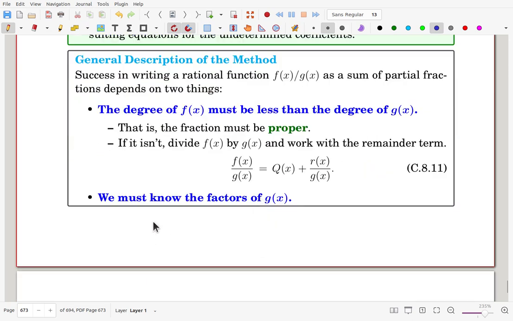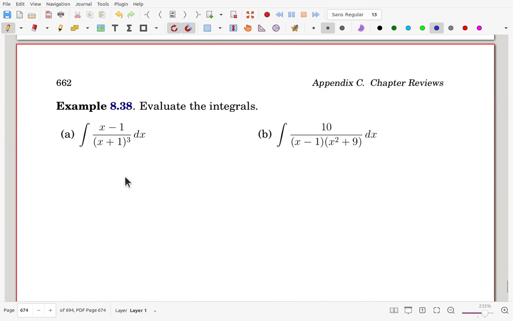Now if it is not proper, that means the degree of f is either the same or larger than g. Then you can make a division, and that gives a polynomial, and now the remainder has lower order than g. Then for this one you can apply the method of partial fractions, and for the polynomial portion integration is quite easy, right? Okay, let's try to evaluate the integrals.